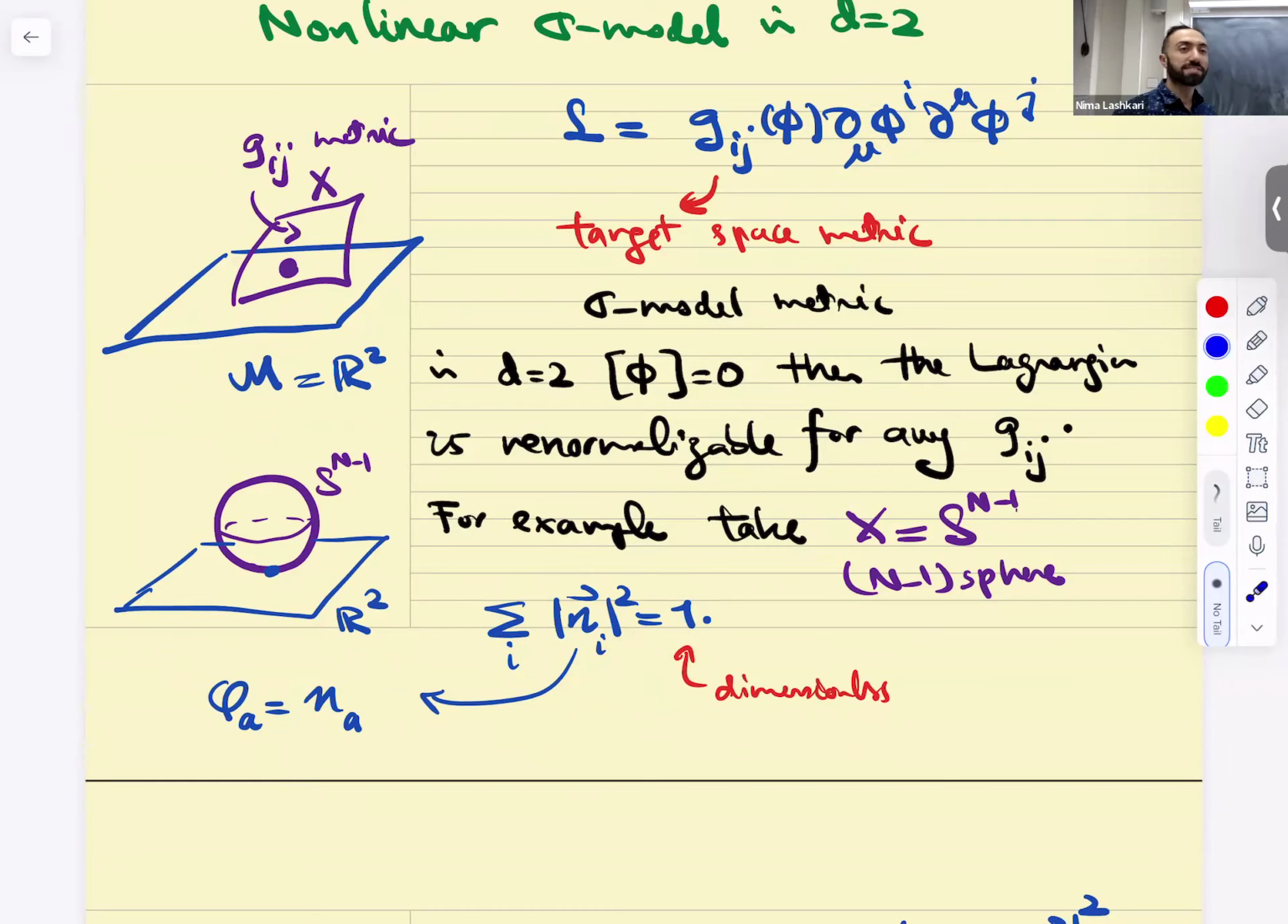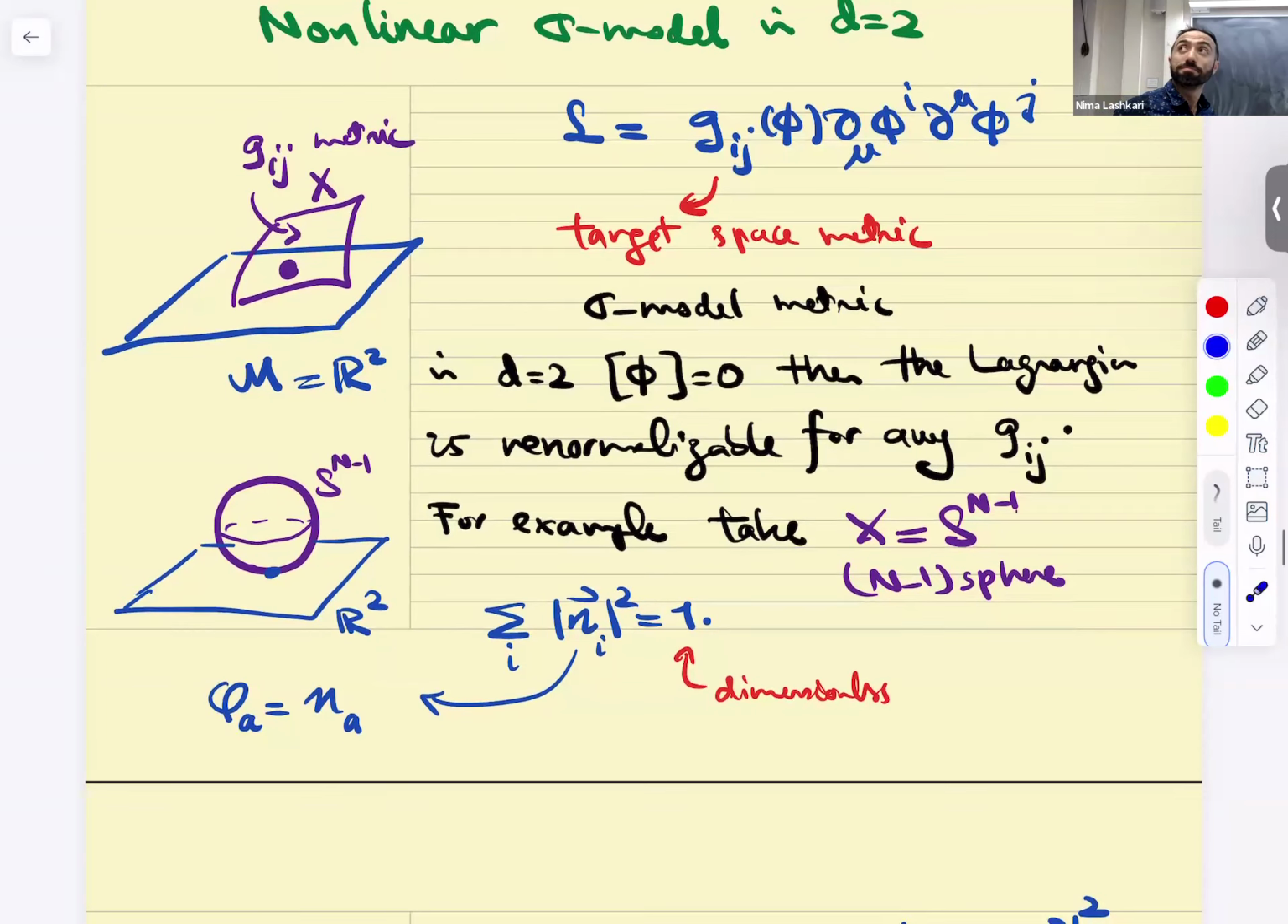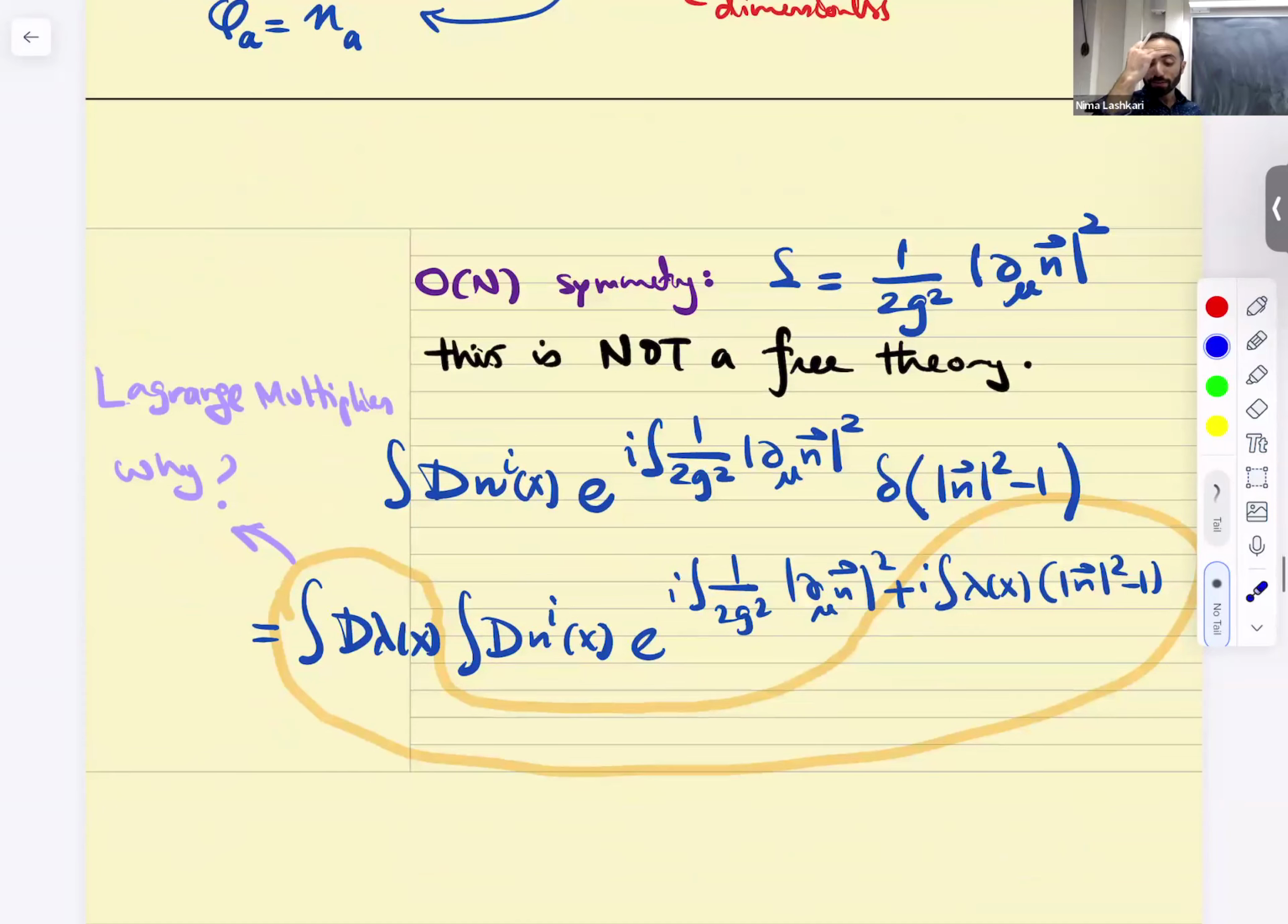Because the field phi is dimensionless in two dimensions. So that's a meaningful statement. If my field had a dimension, then I would have had to introduce a scale to define such a constraint. Good? All right. So the O(N) symmetry tells me that I can write it this way: (∂_μ n)^2 over 2g^2. And luckily g is dimensionless here.